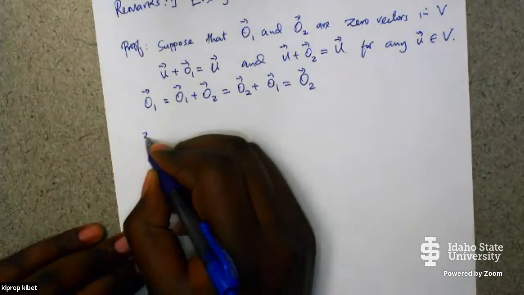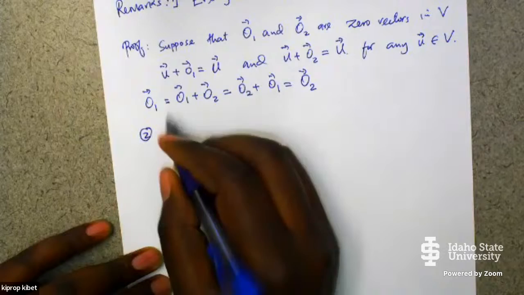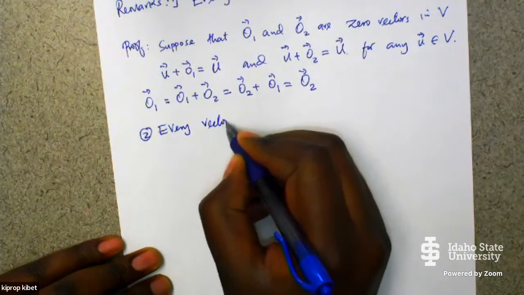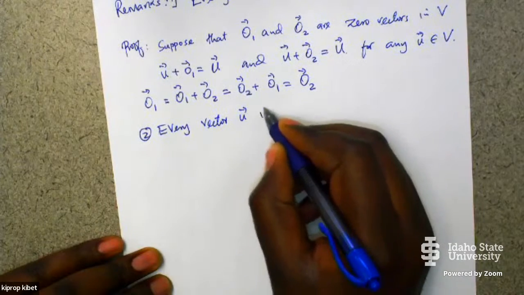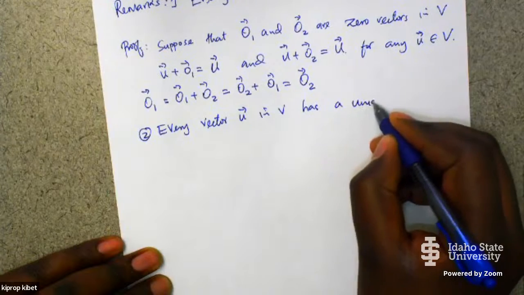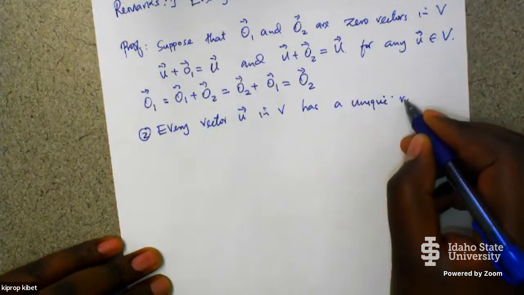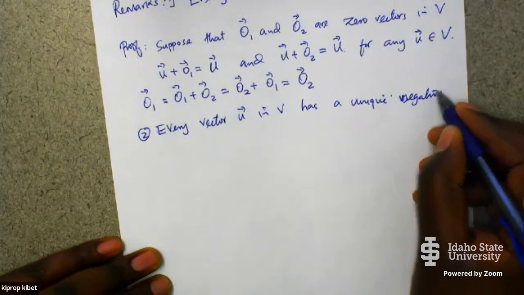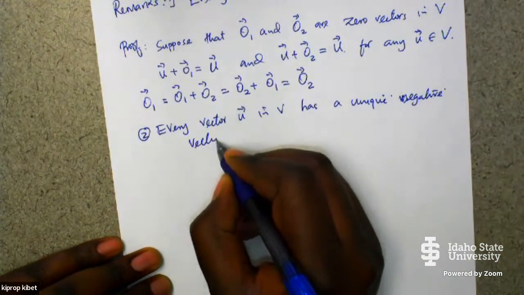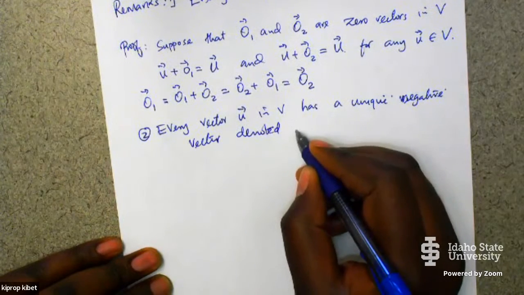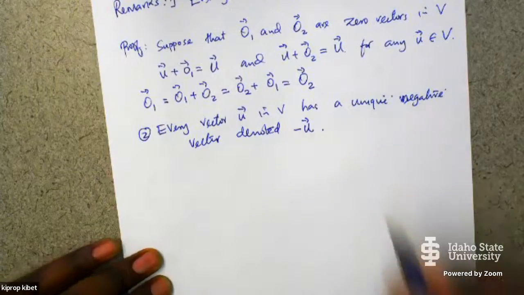Remark number 2: every vector u in V has a unique negative vector, which is denoted negative u.